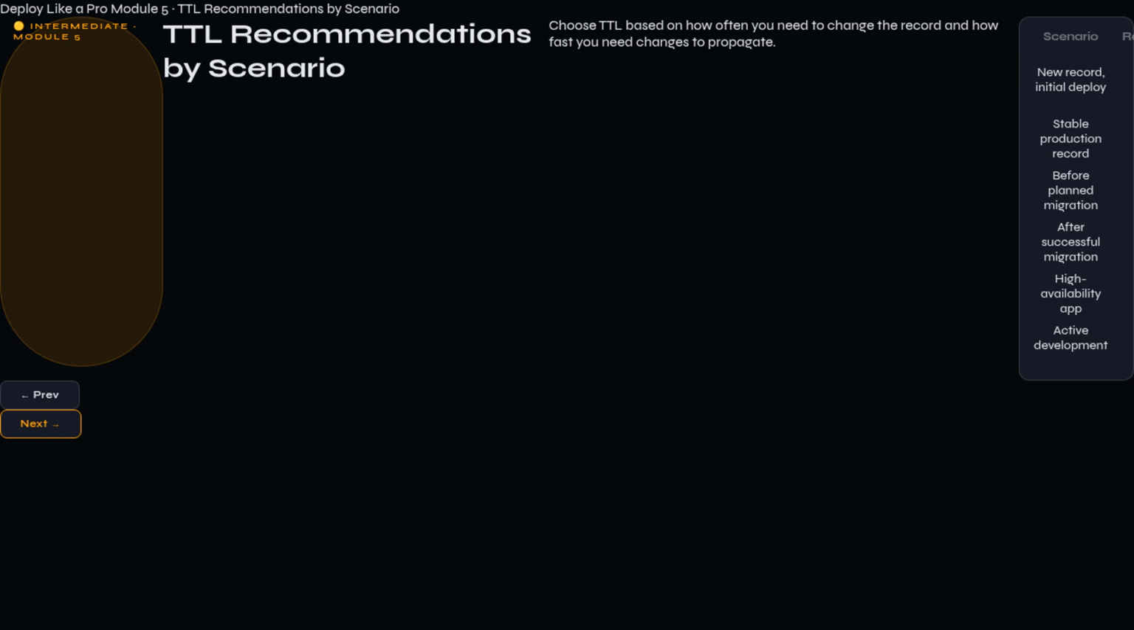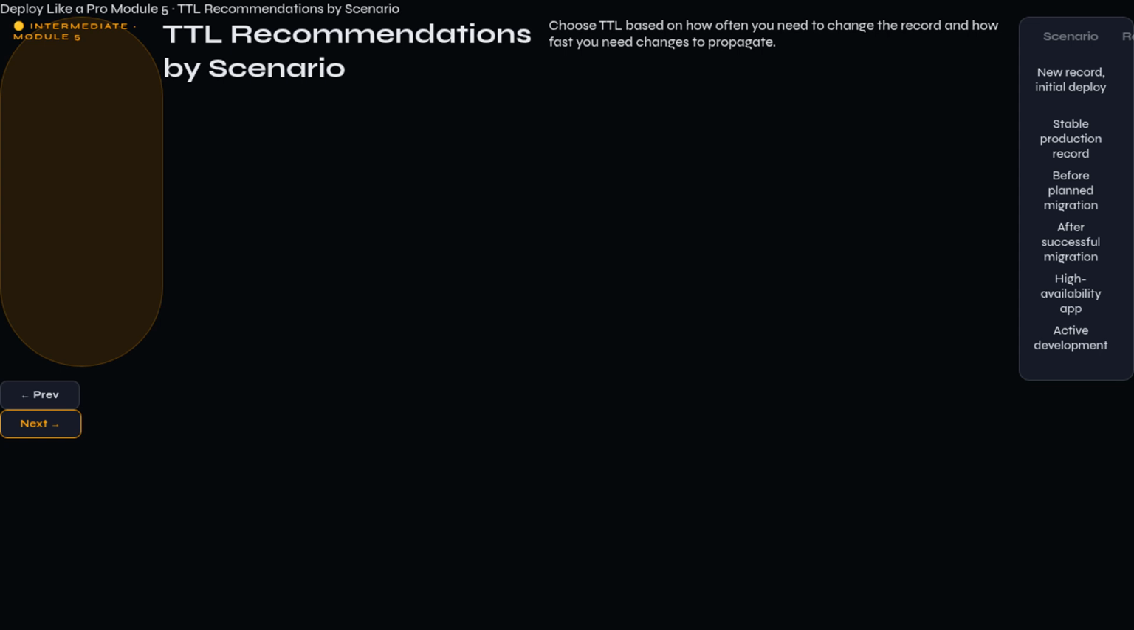Practical TTL values based on the situation. For new records, just deploying for the first time, start with 300 seconds. There's no existing cache to worry about. You can adjust quickly if needed. For stable, production records, 3,600 to 86,400 seconds. This reduces DNS query load on your nameserver and gives faster resolution for users. Resolvers cache longer equals fewer lookups. Only change to a lower TTL when you're planning changes. For records you change frequently, like records pointing to dynamic resources, 300 to 600 seconds. The overhead is acceptable for the flexibility.